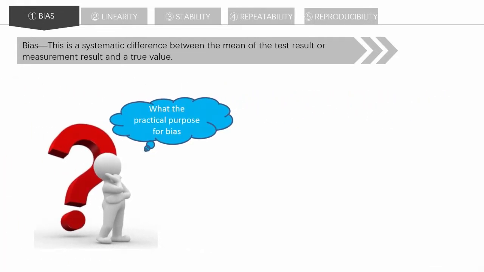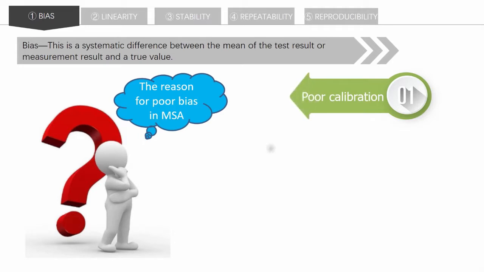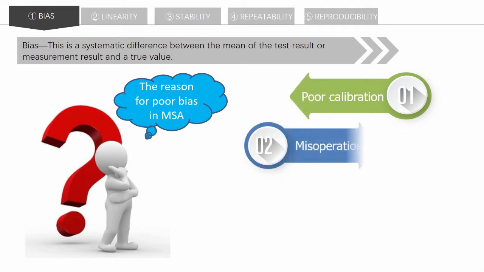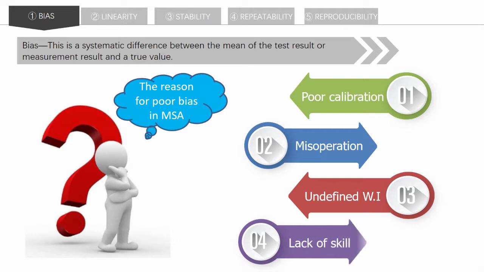And what are the causes of poor bias? There are four major reasons. The first one is poor calibration. The second one is misoperation. The third one is undefined working instruction. And the fourth one is lack of skill. So, based on the different causes, we can perform different corrective actions to improve the bias.